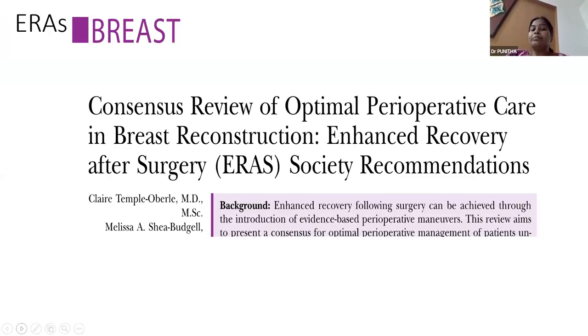So ERAS in breast surgery, the society has recommendations for optimal perioperative care in breast reconstruction, which I think are being followed. Since we are not covering the reconstruction, I didn't go into the details of it. Next slide.